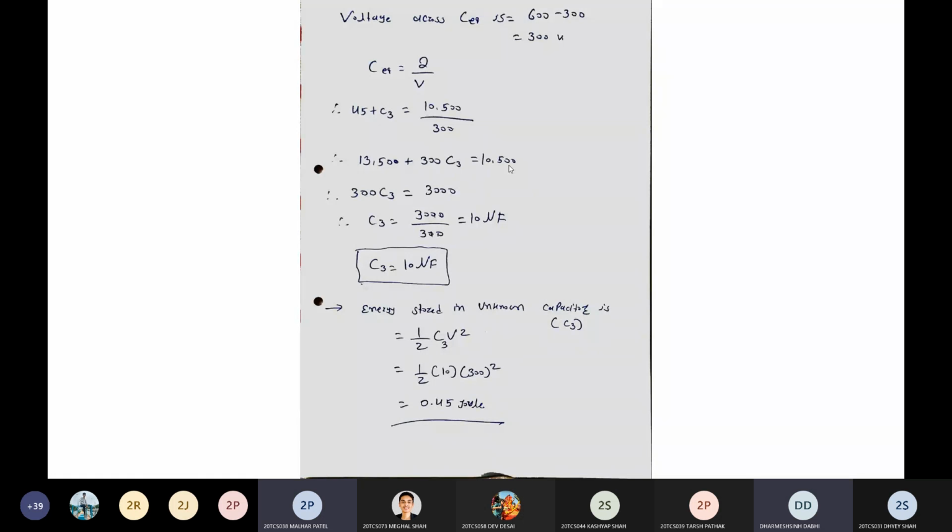You get the answer? I'm not asking you to multiply both sides with 10 raised to minus 6, just the part where we have written 45: 45 into 10 raised to minus 6 plus C3 equals 10,500 into 10 raised to minus 6 upon 300. Yes, but I'm saying that I have not multiplied both the sides. Okay, so both sides cancel out. If I multiply here by 10 raised to minus 6, here also I multiply by 10 raised to minus 6. So that becomes common at both sides, right hand and left hand side, so that cancels out and it stays as it is: 45 plus C3 is equal to 10,500 divided by 300.